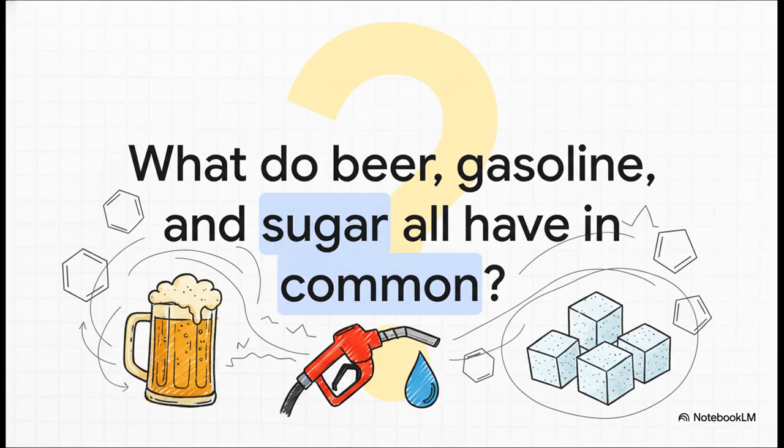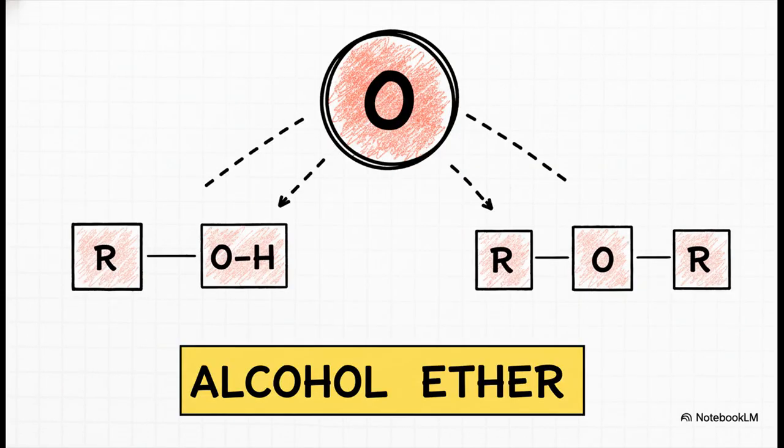So, to kick things off, let's chew on this question. At first glance, beer, gasoline, and sugar, they couldn't seem more different, right? One's for a night out, one gets you to work, and one makes your food sweet. But believe it or not, chemically, they're all surprisingly related. And there's your answer. The secret sauce that connects them all is just one single oxygen atom tucked into a simple molecule. But where it's tucked in, well, that makes all the difference, creating things with wildly different properties.